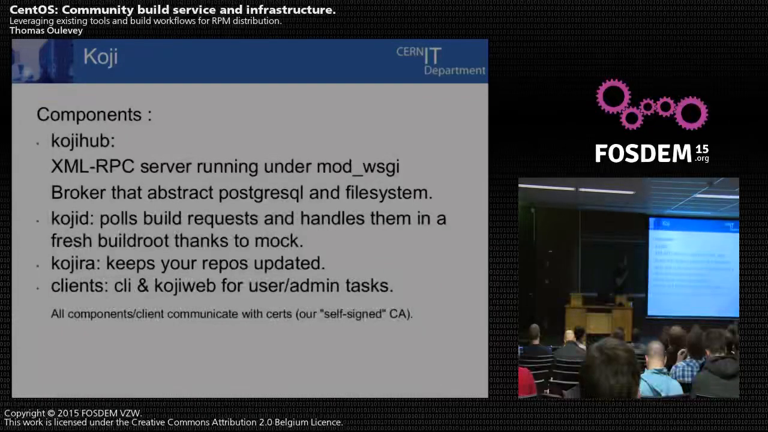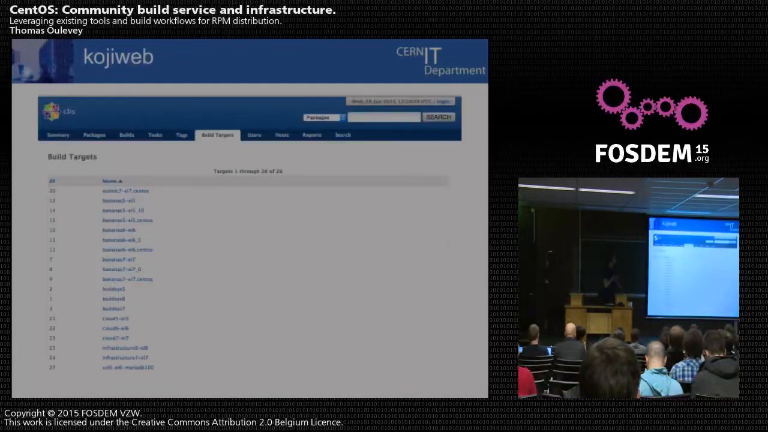The clients: there are two clients, a web interface and a command line tool. I'll show you a few screenshots right now. So this is the main web interface. This shows you what kind of targets we have for CentOS.